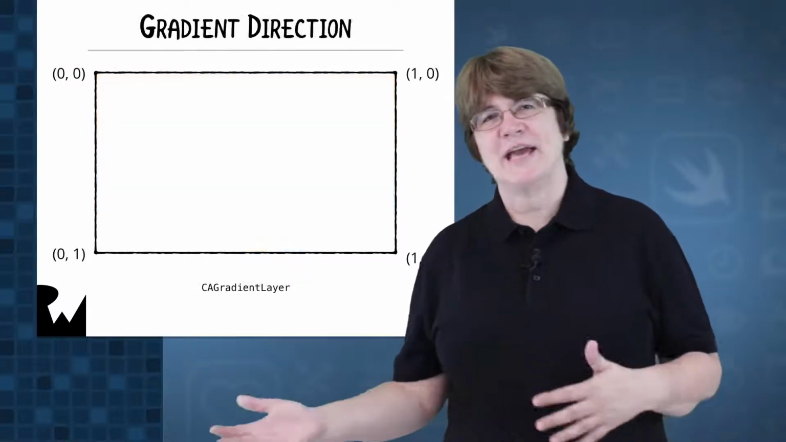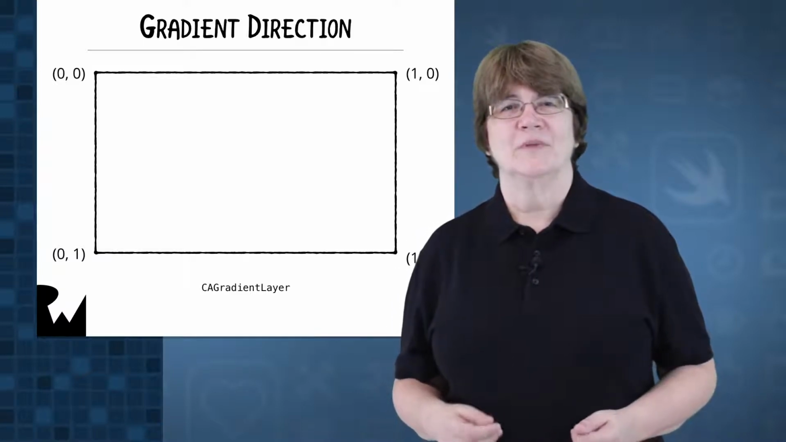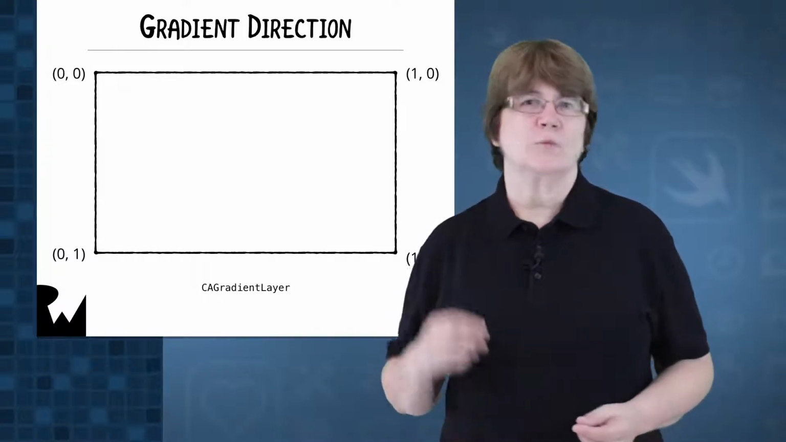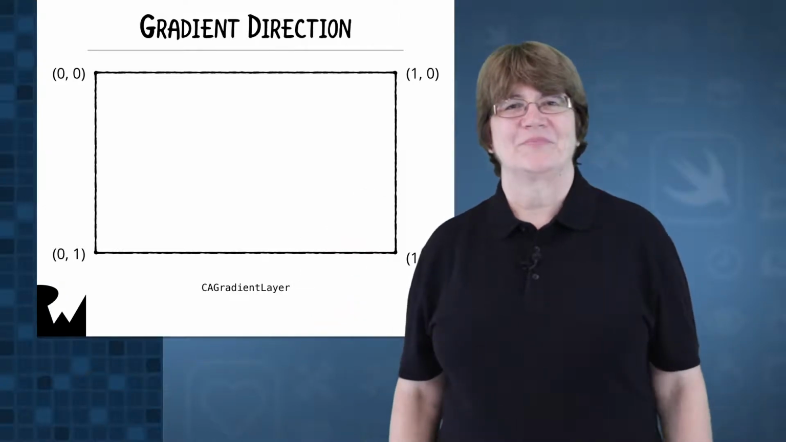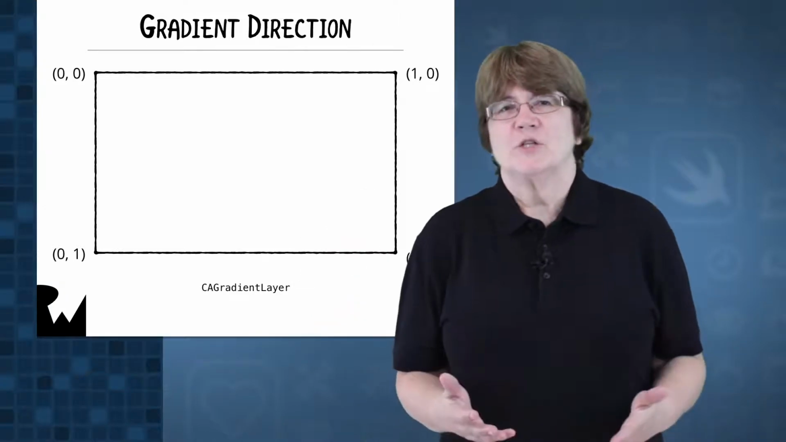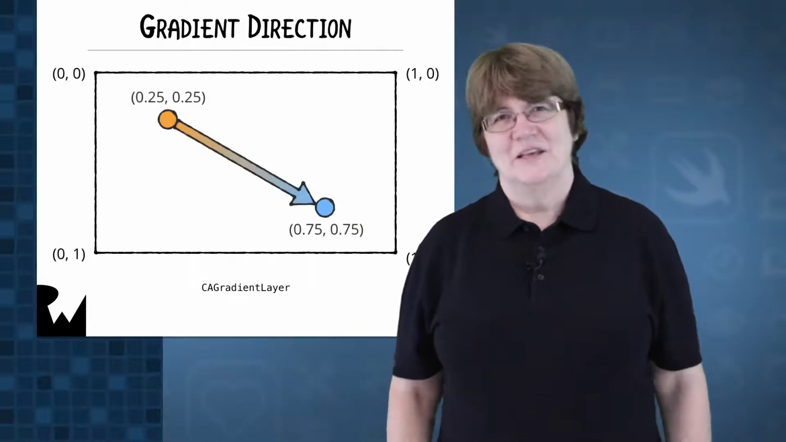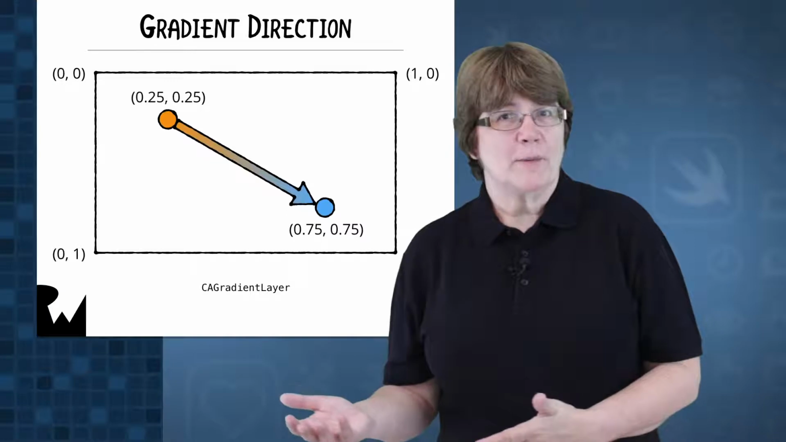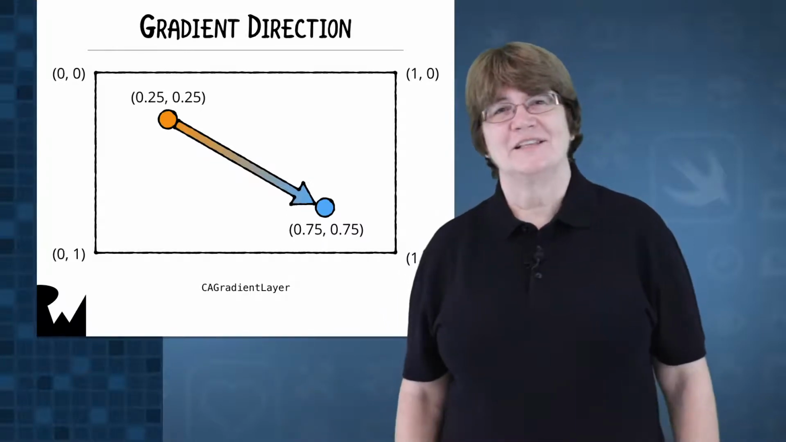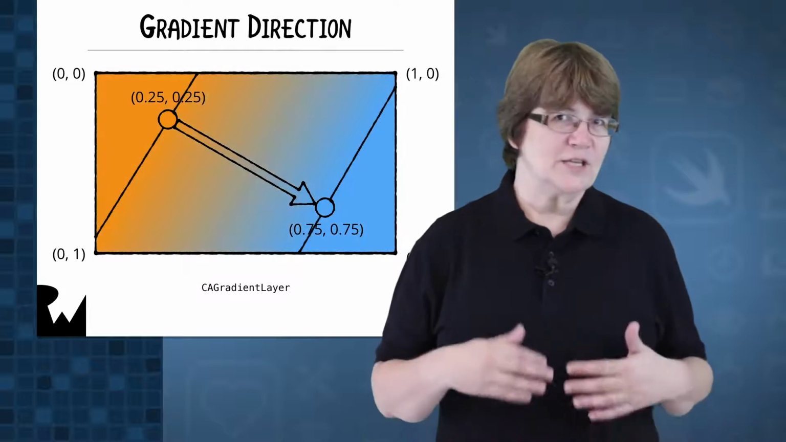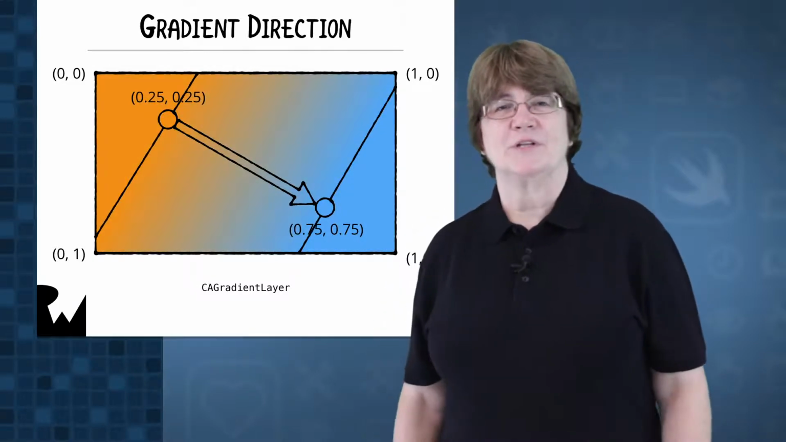To change the angle of the gradient, you specify start and end coordinates. These are between 0 and 1, where 0,0 is the top left and 1,1 is the bottom right. This means that however much your layer stretches, the gradient will cover the whole layer. For example, here are start points and end points with orange and blue as the start and end colors. The gradient is full orange at the start point and full blue at the end point.